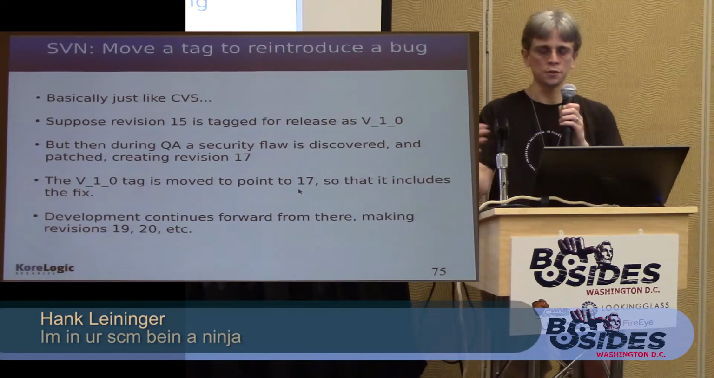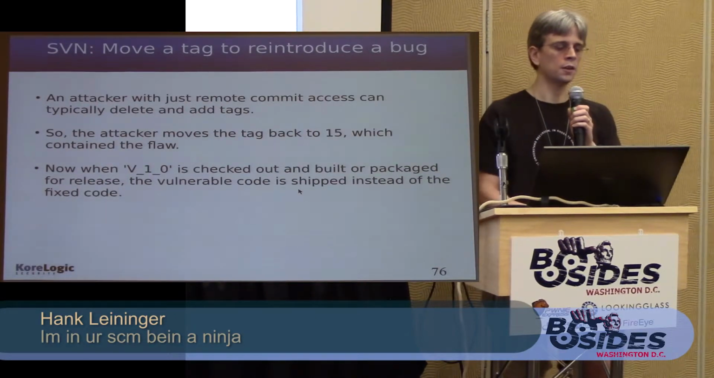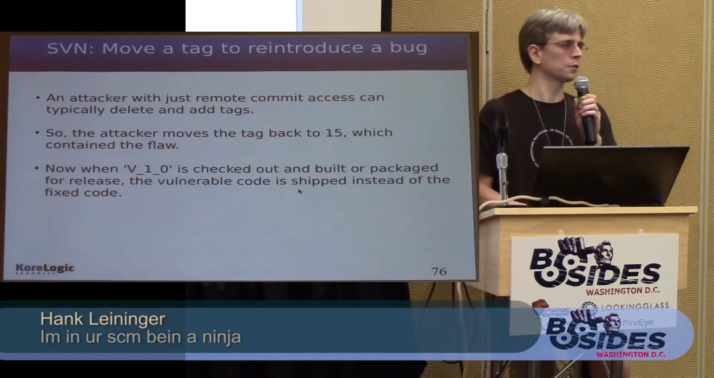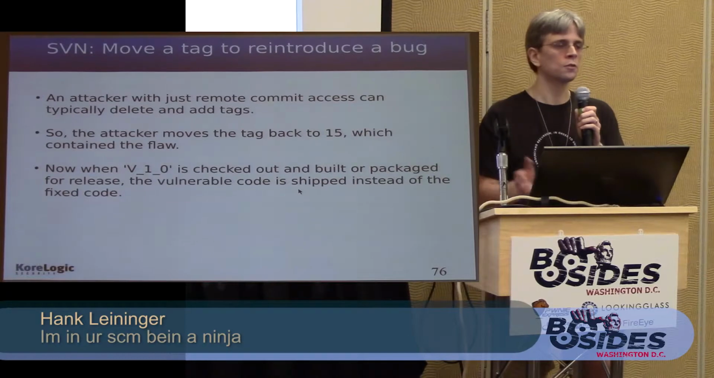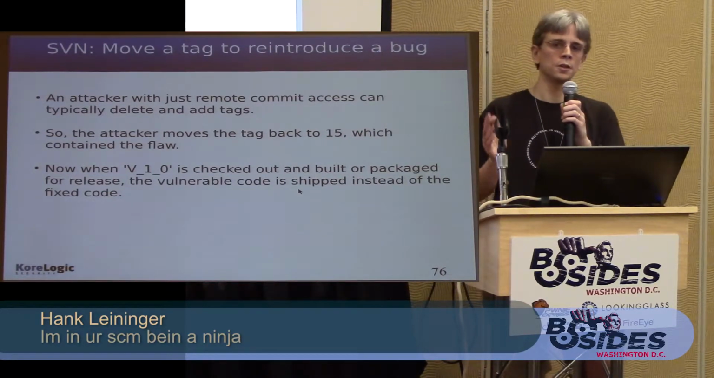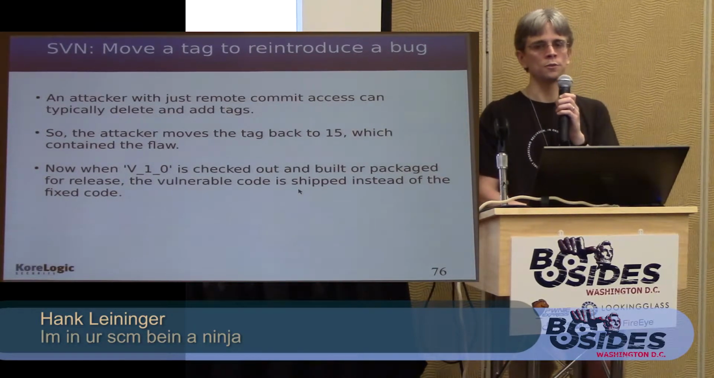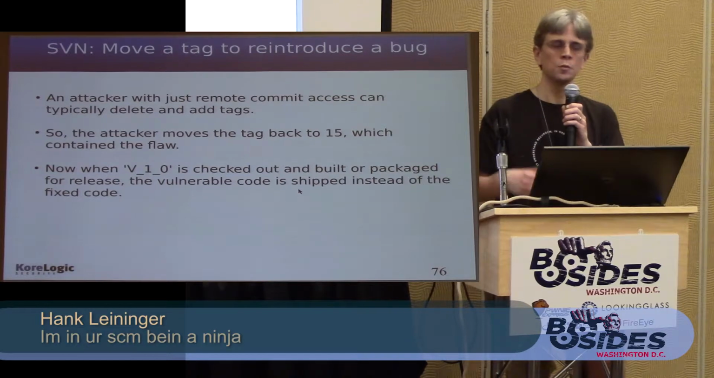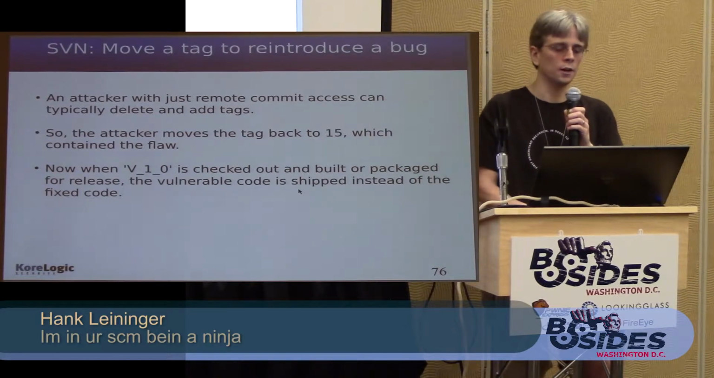And then again, developers continue forward moving, building the next great feature set. Once again, an attacker with just remote commit access, unless you've done something special, which is possible, can delete and create tags. So they do the same thing they did in CVS. They delete the tag that points to revision 17, and they add a tag that points to revision 15 with the same name. Boom, they're done. Now when version 1.0 is checked out, the bad code is going to get checked out.